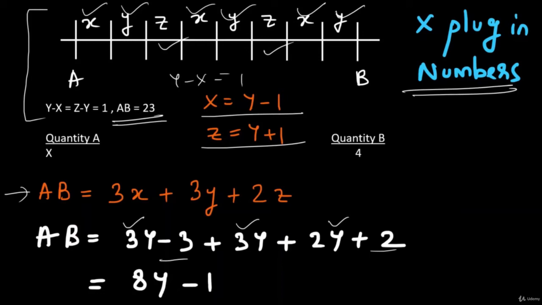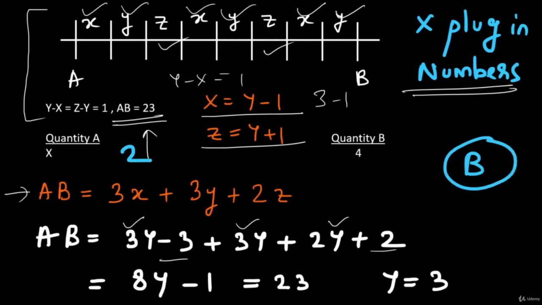Alright, now this is equal to 23 as per the information given in the question stem, right? Therefore 8Y is equal to 24 or Y is equal to 3. If Y is equal to 3, X is equal to 3 minus 1, which is equal to 2, right? Now quantity A is 2 and quantity B is 4. Therefore the correct answer to this question is option B.